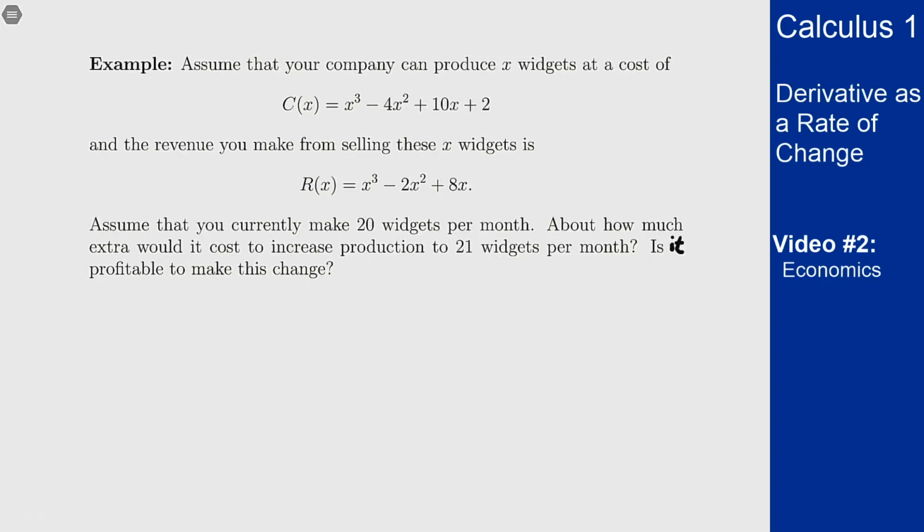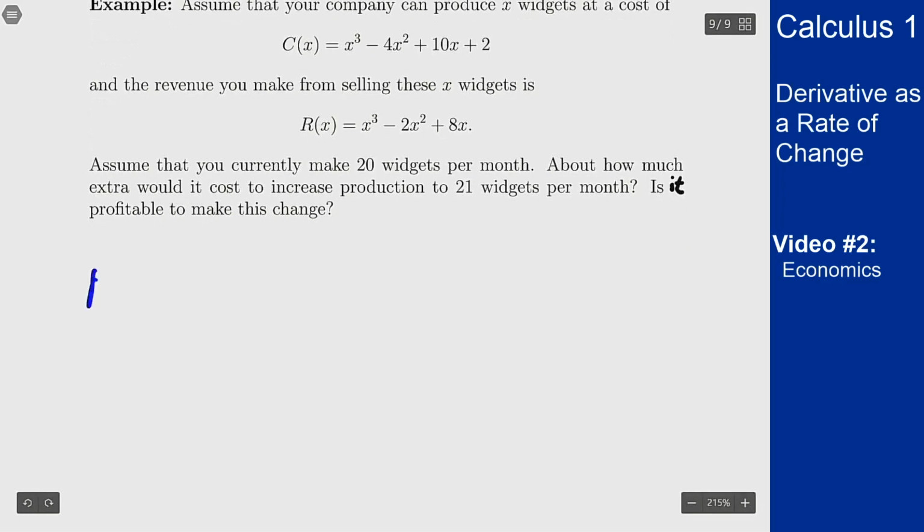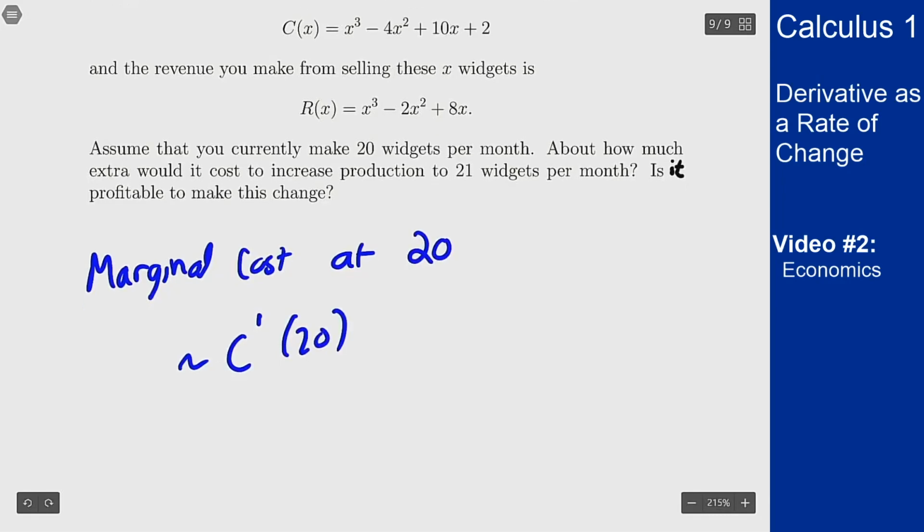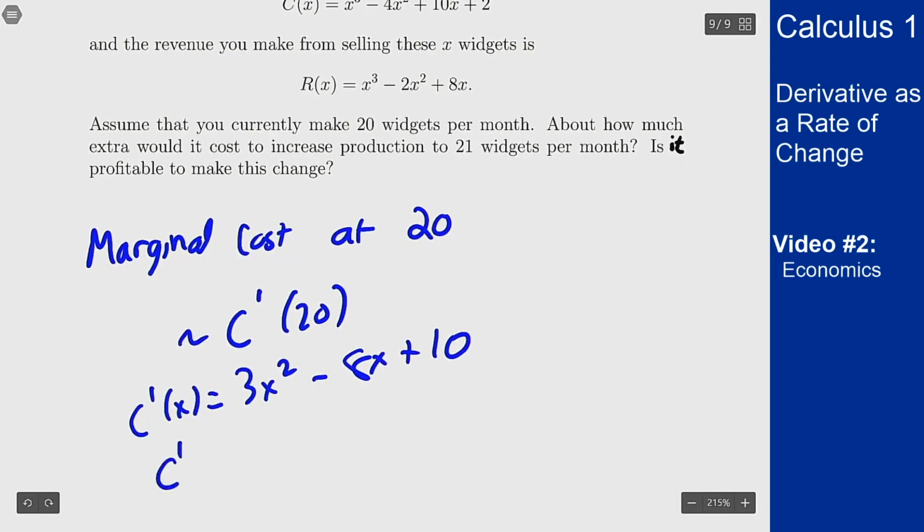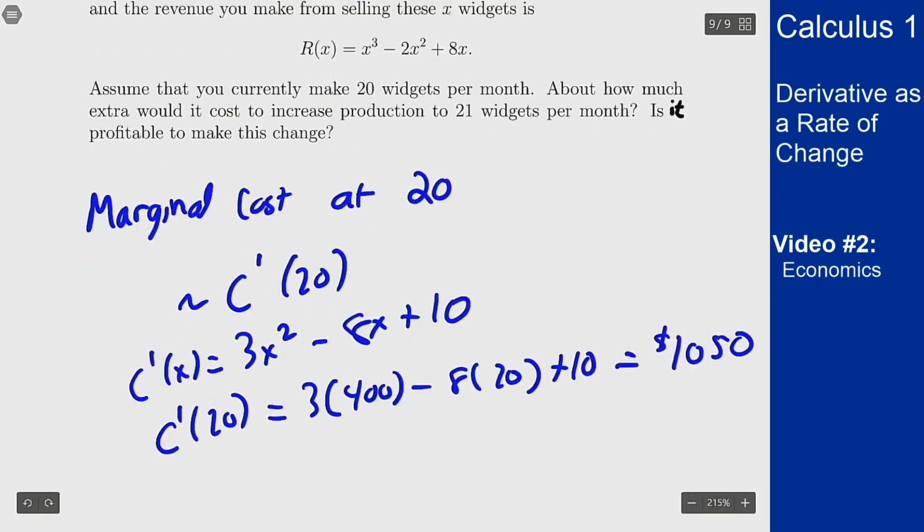So, about how much would it cost to increase to 21? This should be the marginal cost at 20, which is about c prime at 20, which I can find by taking the derivative and then plugging in 20. So c prime of x is going to be 3x squared minus 8x plus 10. And I can plug in 20, gives me a marginal cost of $1,050.